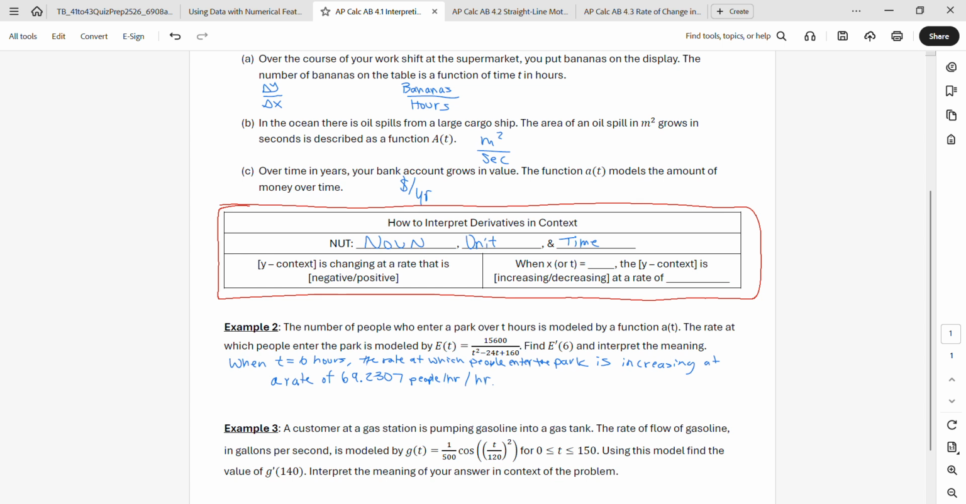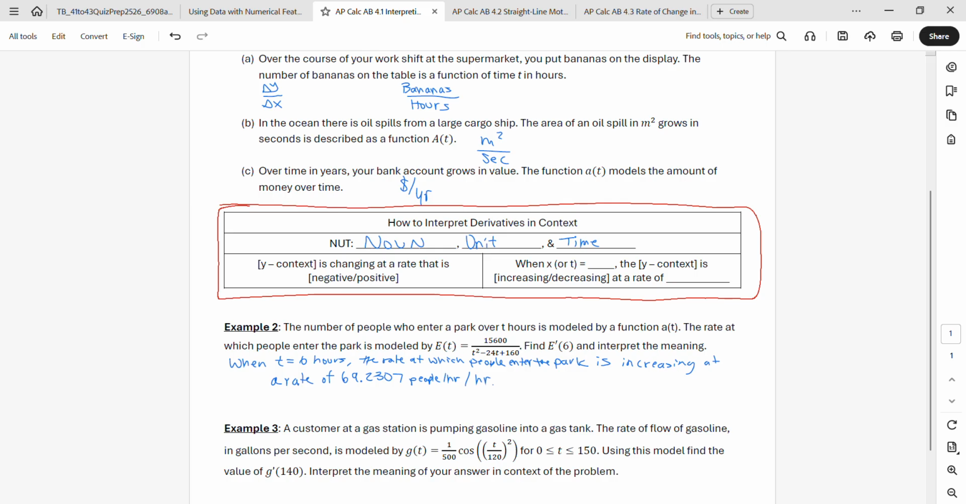talking about the rate of people coming into the park. So this one was, we found the derivative of the derivative, right? So the second derivative, since it says the rate at which people enter a park is modeled by E of t, and we are finding the derivative of E at 6. So this was a good example. When t equals 6 hours, the rate at which people enter the park is increasing at a rate of 69.2307 people per hour, okay? Because we are talking about the rate of a rate, right?